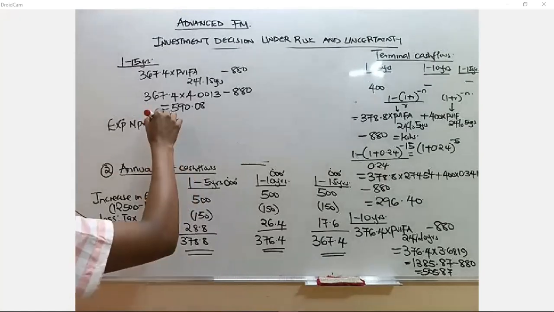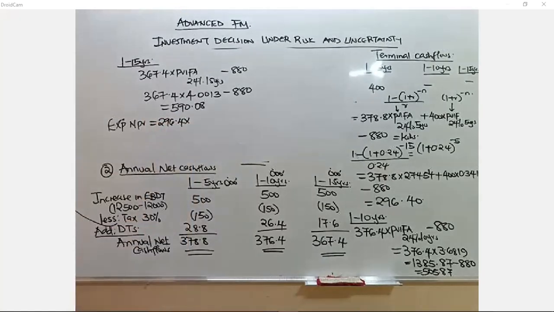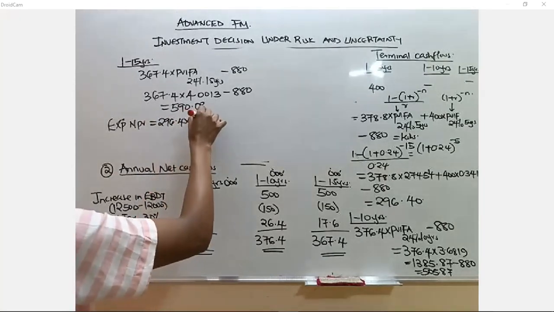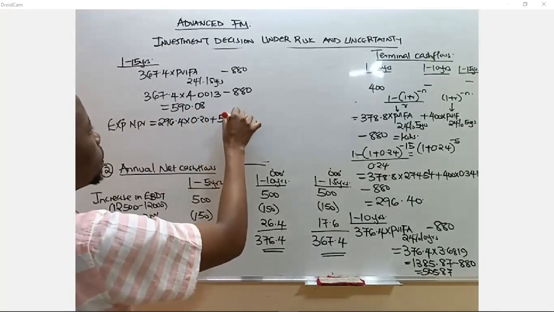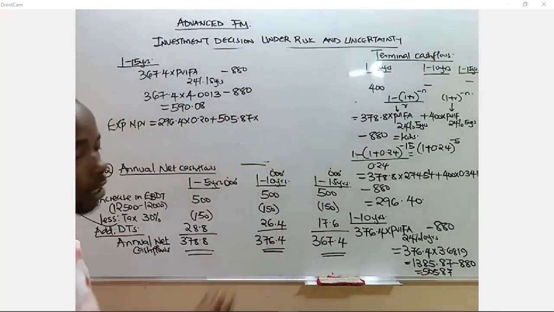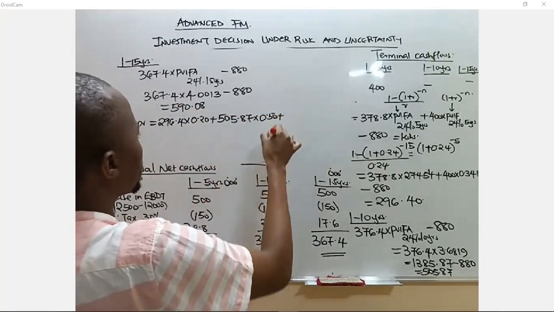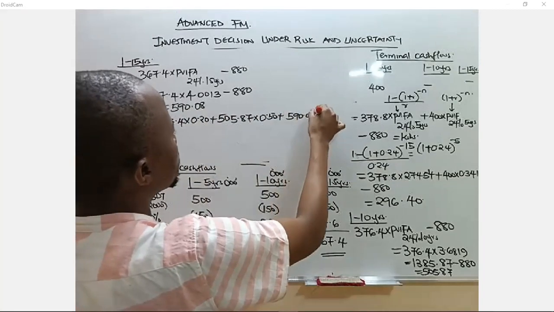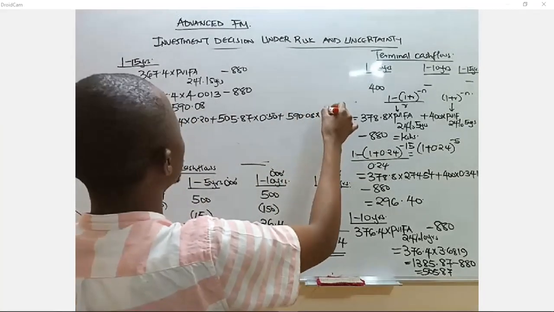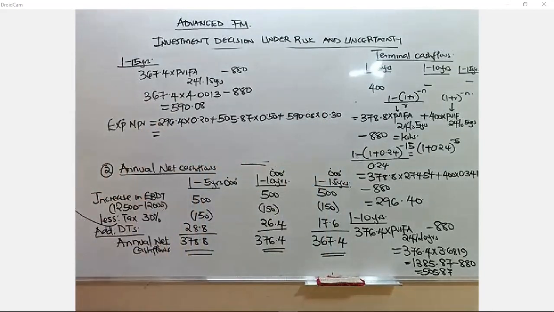So we start with 296.4. We multiply by the probability. I can see the probability is 0.20. Plus, the other one is 505.87. You multiply by the probability given by the examiner, 0.50, plus the third one, which will be 590.08 times the probability given, which should be 0.30. This one you put on your calculator and you get the answer straight away.